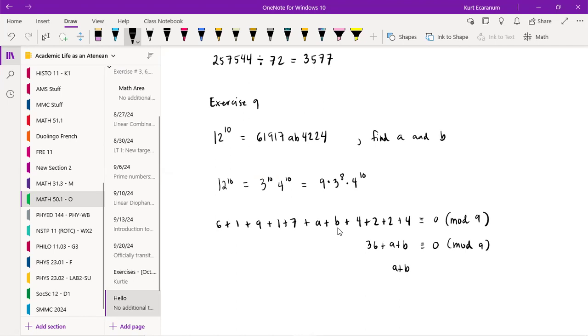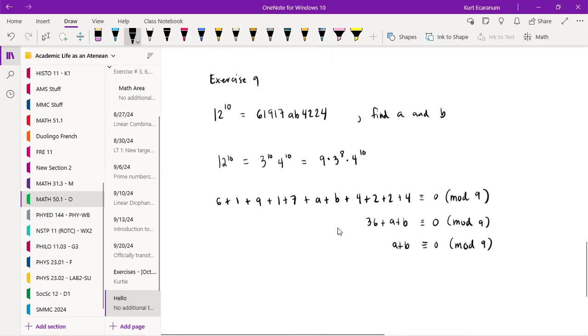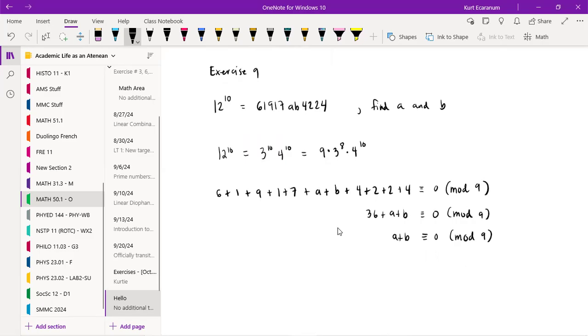So, what this means is ang sum ng A and B is divisible by 9. It's either ang sum nila is 9 or 18. 18 meaning both sila ay 9. Next, modulo 11.